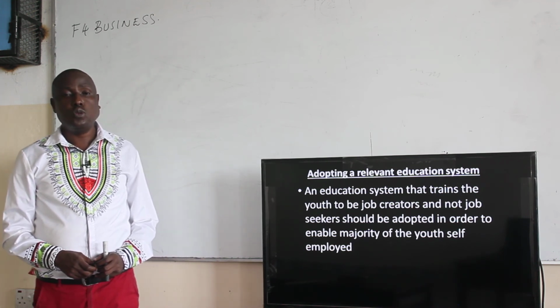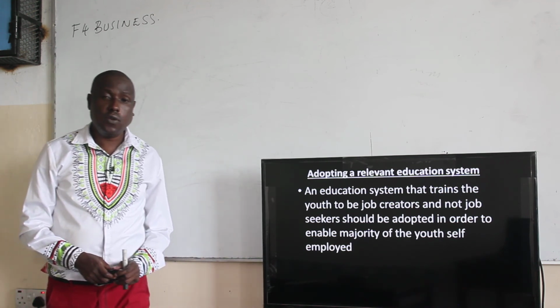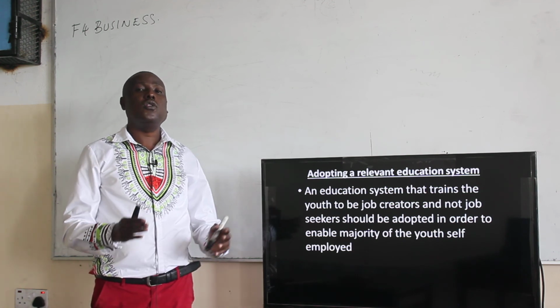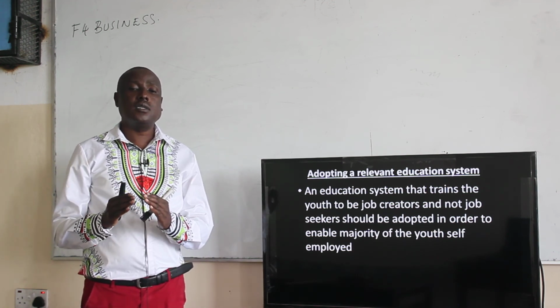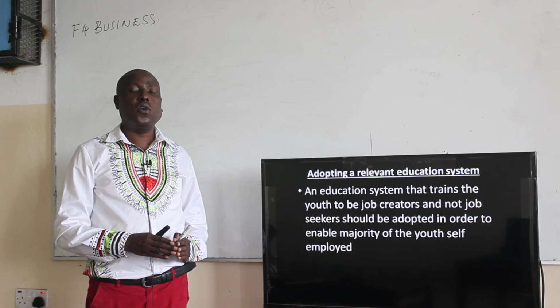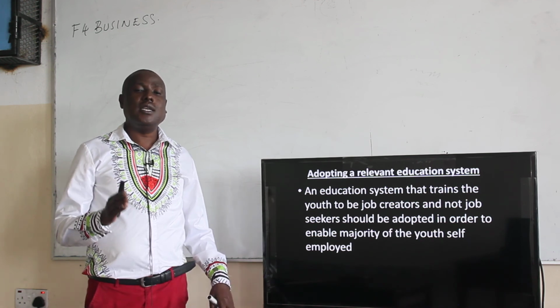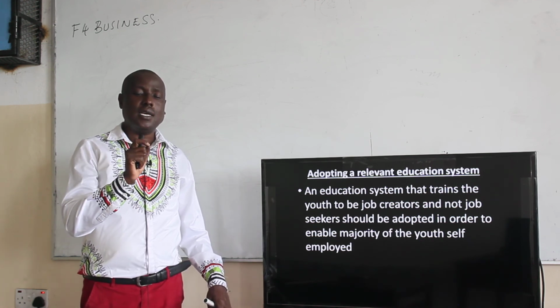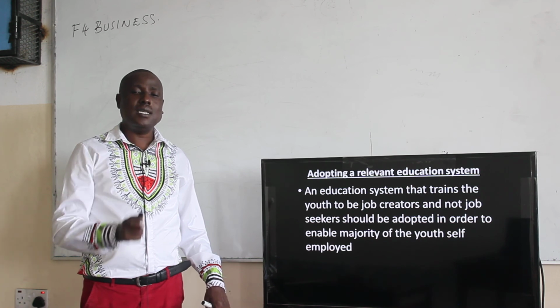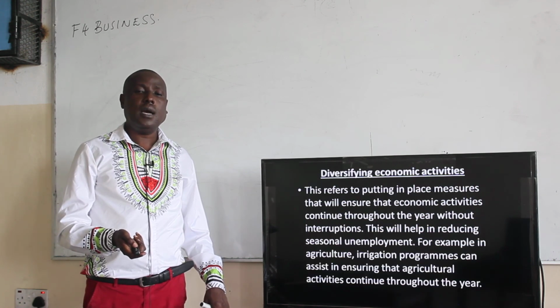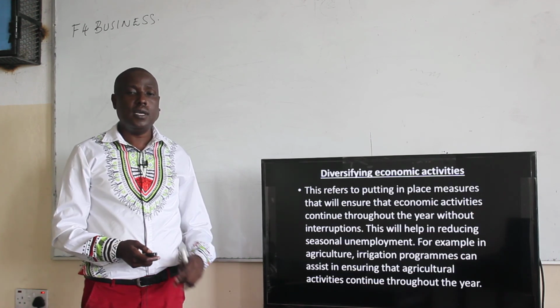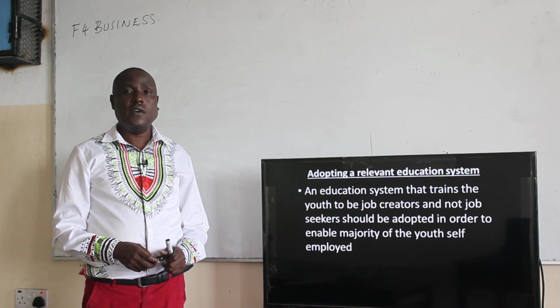Then we also talk about adopting a relevant education system. Remember we have said that an education system that is not relevant can also lead to unemployment. So an education system that trains the youth to be job creators and not job seekers should be adopted. That brings us to the end of our first part.